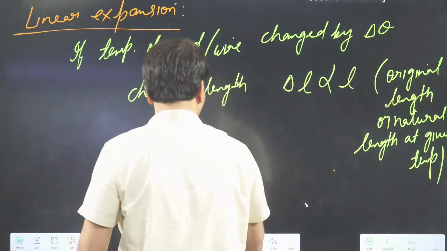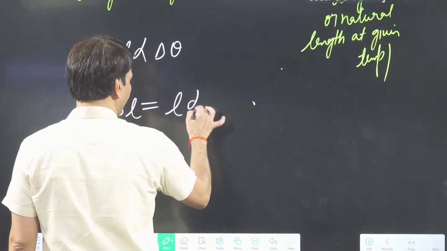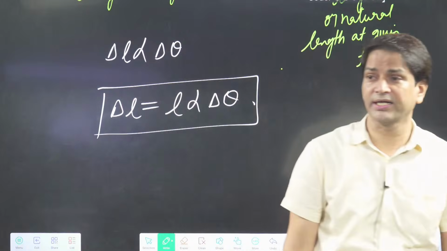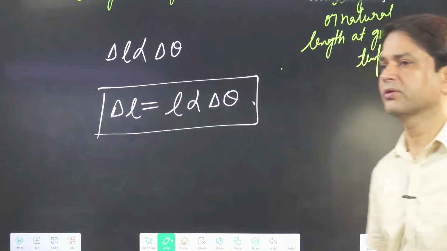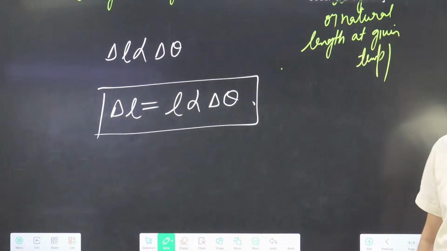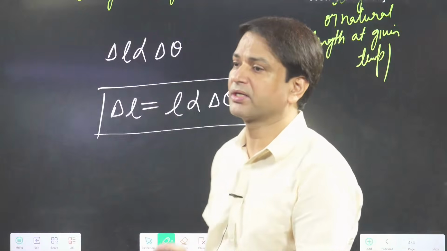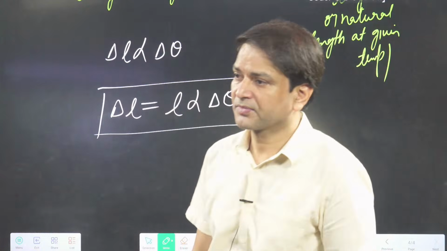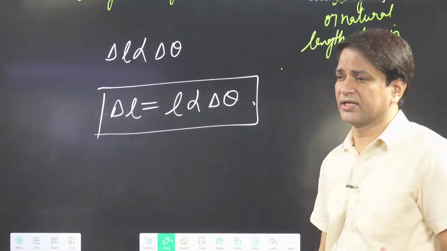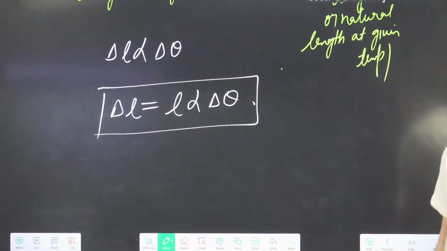By combining them, what relation do we get? Delta L is equal to L alpha delta theta, where alpha is the proportionality constant. After combining both, we put in one proportionality constant alpha. This is the first formula that you have to remember in thermal expansion: delta L is equal to L alpha delta theta, where L is the natural length, delta theta is the change in temperature, and alpha is the proportionality constant.